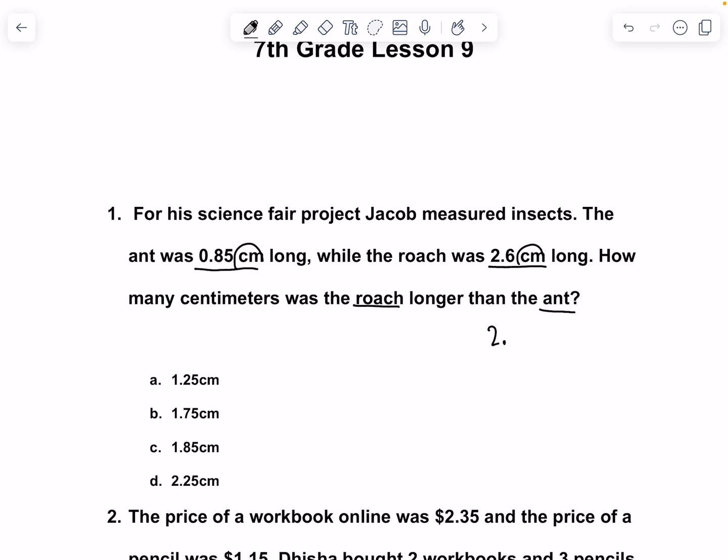So do 2.60. It's important we have that 0.85. And we just borrow, so we take 1 from the 6, making it 5. 10 minus 5 is 5. We borrow 1, so 15 minus 8 is 7. And then it would just be 1.75. So the answer will be B, 1.75.